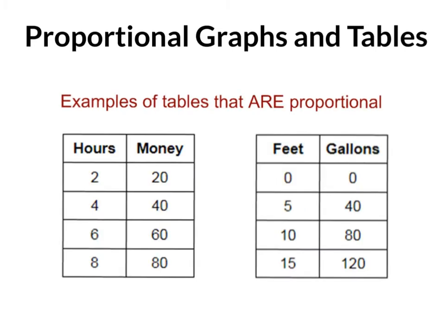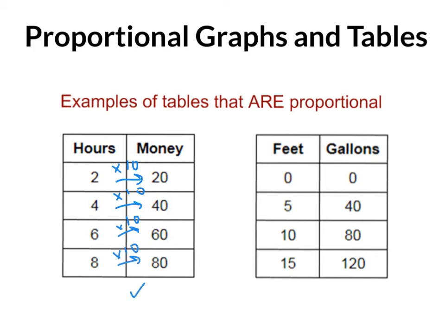Here are examples of tables that are proportional. In order for a table to be proportional, it must have a constant ratio for every single row, just like a ratio table. So when we look horizontally, we can see that 2 times 10 is equal to 20. So in order for this table to be proportional, every single relationship across the row has to be times 10. Since all of these are times 10, this table is proportional.